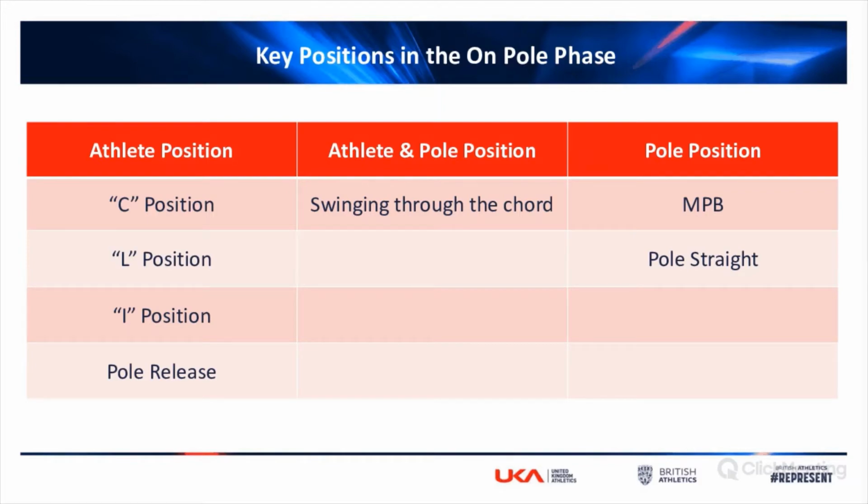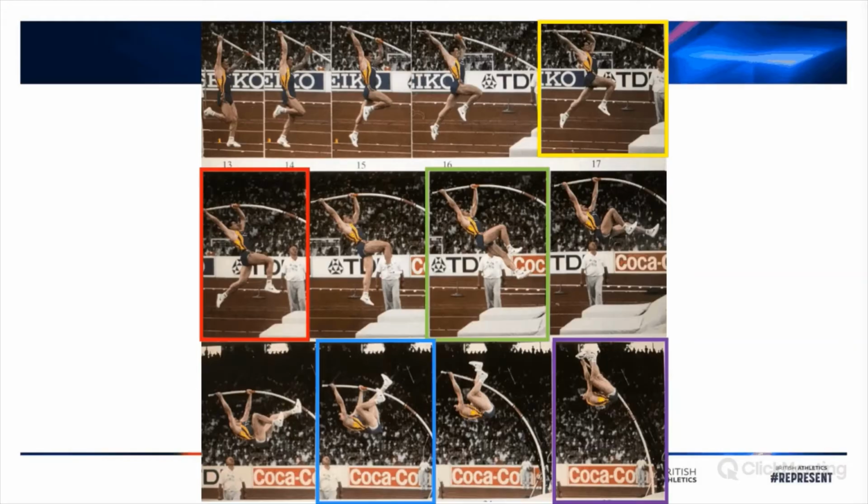So just looking at where those occur in a vault sequence, this is Bubka. The yellow box and the red box are him in his C position and then initiating his swing. The green box there is when he's swinging through the cord. So we have a straight line from the top hand down through the shoulder, through the hip, and through the trail leg to the foot. And then that straight line points directly into the bottom of the box. That's swinging through the cord.